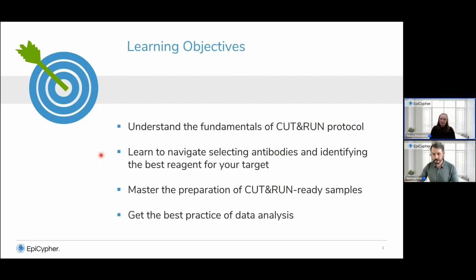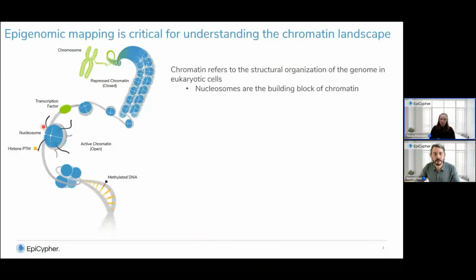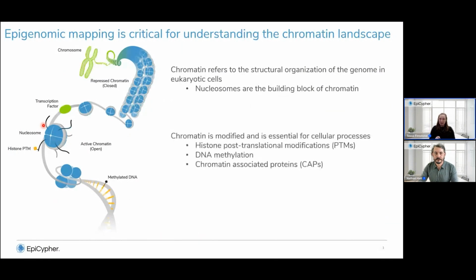But before I dive into the protocol and our user suggestions for achieving a successful CUT&RUN experiment, I want to take this time to briefly introduce everyone to chromatin. Chromatin refers to the structural organization of the genome in eukaryotic cells. Within chromatin, you have nucleosomes. Nucleosomes are a complex comprised of DNA wrapped around an octamer of histone proteins, and these nucleosomes are the building blocks of chromatin. Chromatin is essential for cellular processes, including gene expression, cell division, and DNA repair.